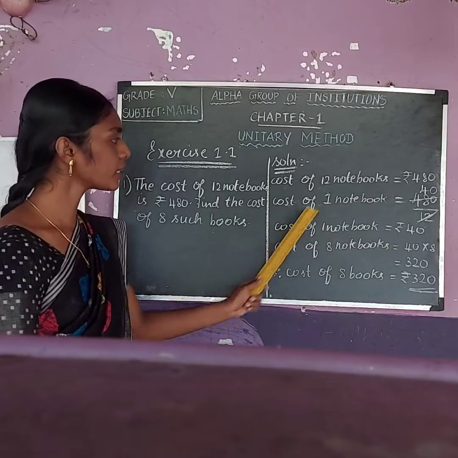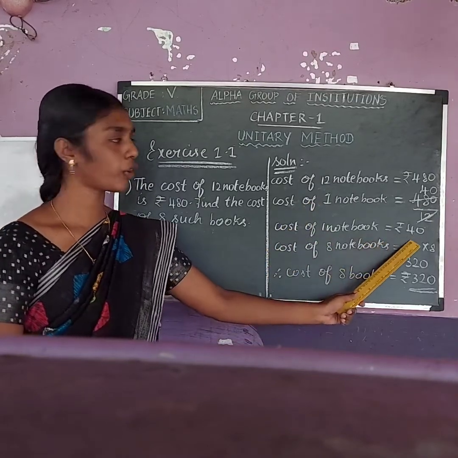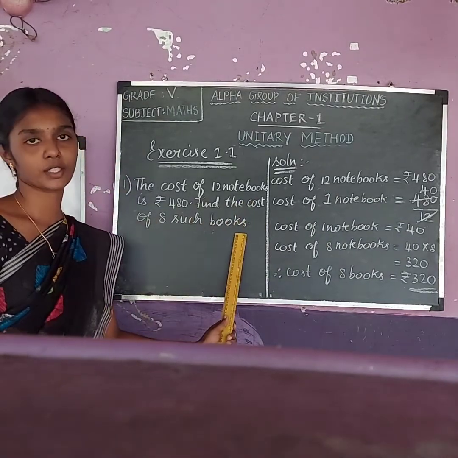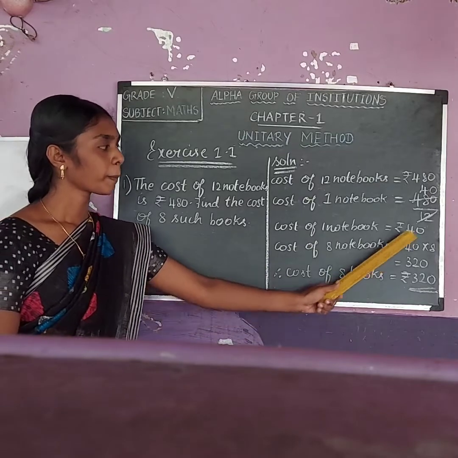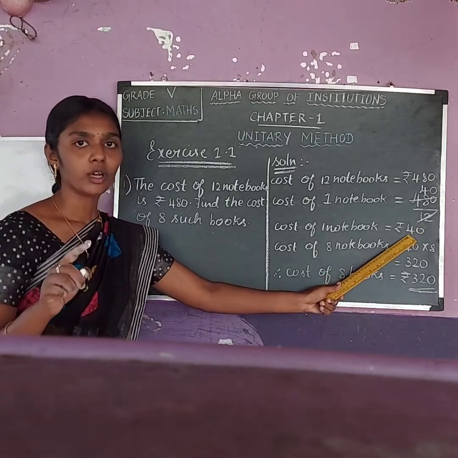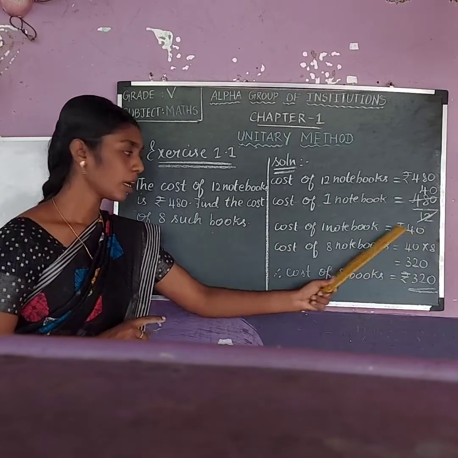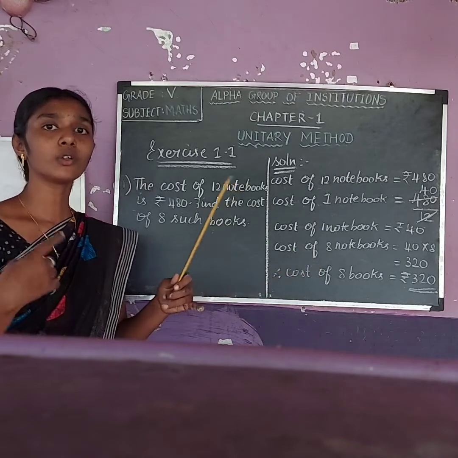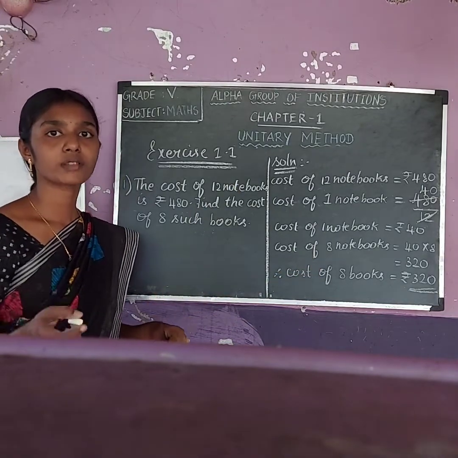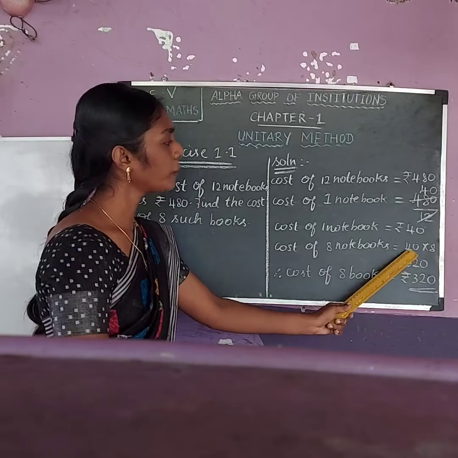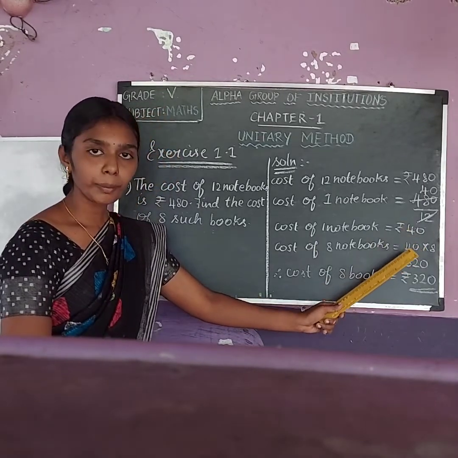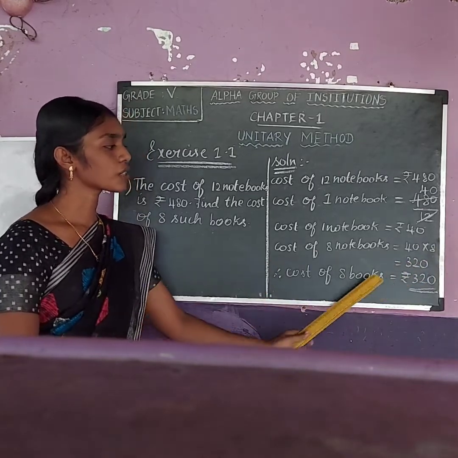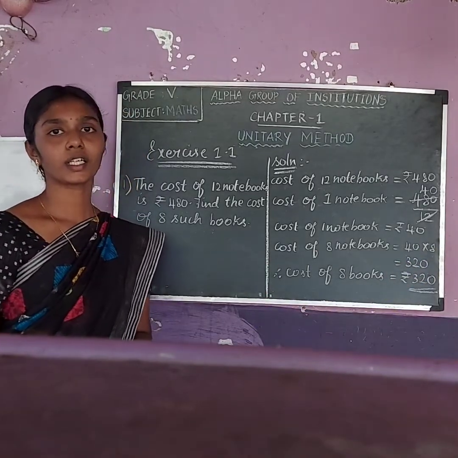Okay. Next see, now we found the cost of one notebook is 40. Next, what are they asking? They are asking us to find the cost of 8 such books. The cost of one book we already know, that is the unit value. We want to find the value of many units. By knowing the unit value and wanting to find the many value, what will we do? Yes, we will multiply the terms. So 40 into 8 gives us 320. So the cost of 8 books is rupees 320.